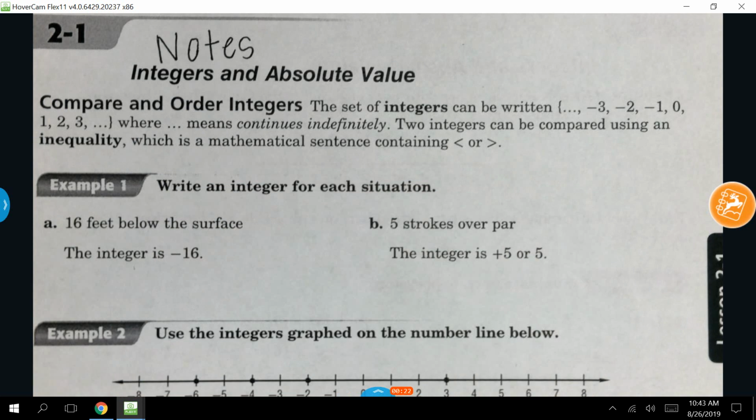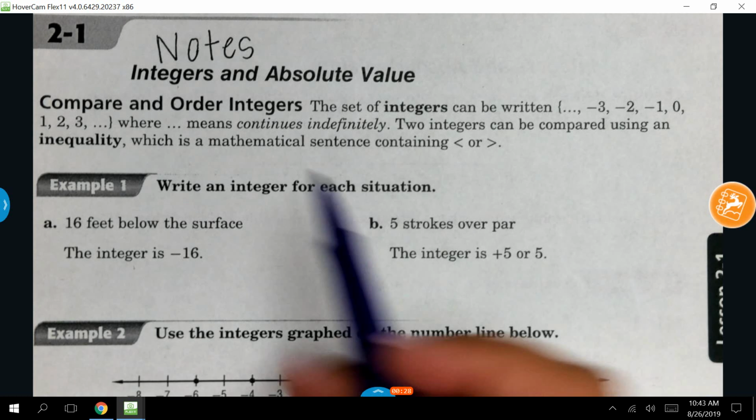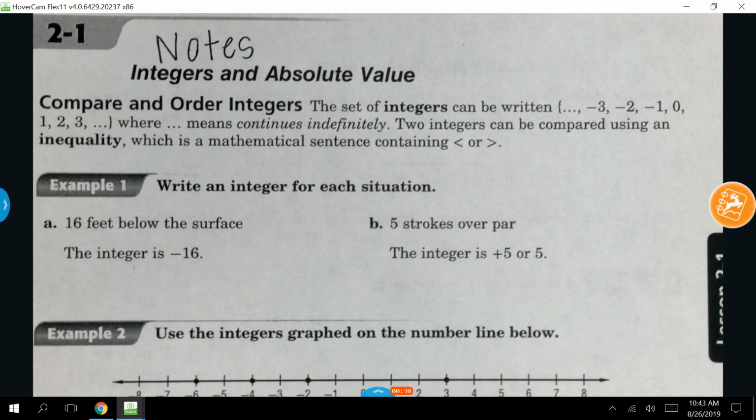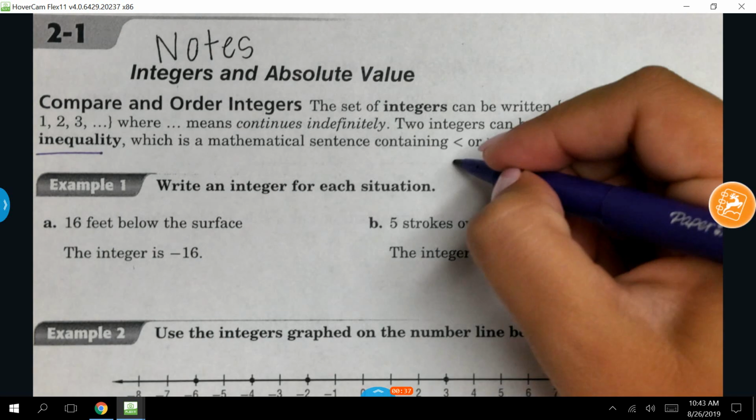Those 3 dots on each end tell me that you can keep counting forever and ever on both sides, the negative side and the positive side. So it continues indefinitely. And then we can also compare two integers using our inequalities. Does somebody remember what this first one means?